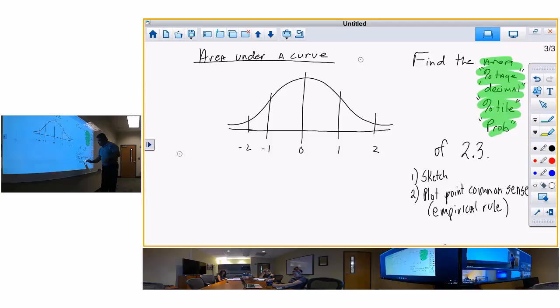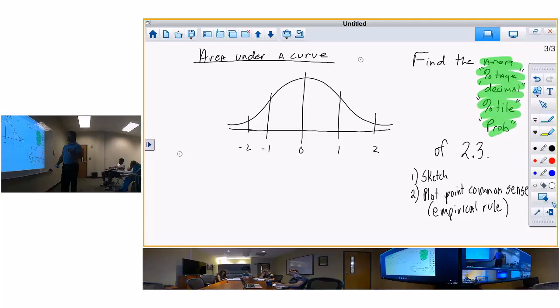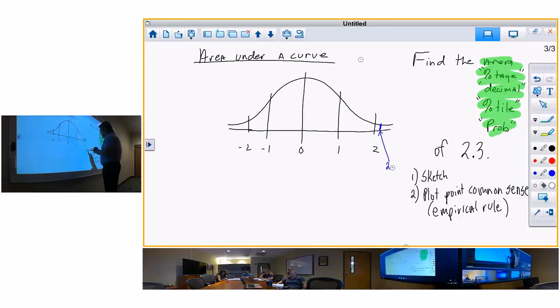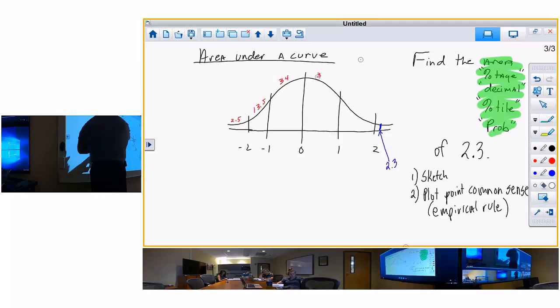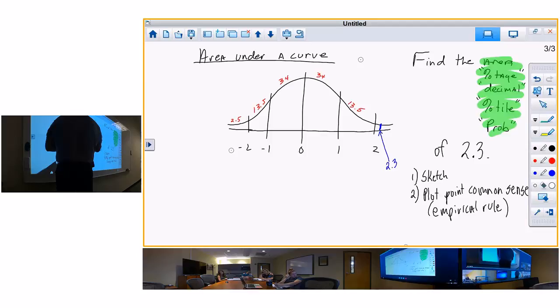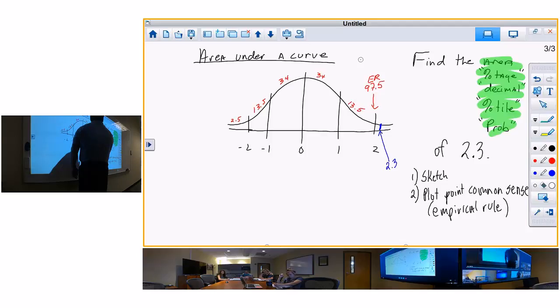All right, after you plot the point of common sense, use the empirical rule. Okay, here I'm going to use it. I'm going to take a blue pen, and I'm going to say 2.3. Where is 2.3? Positive 2.3. It's right about there. I'm going to put a little arrow here. My empirical rule says that this is 2.5, this is 13.5, this is 34, and 13.5. So I want somebody to add all that up. You don't have to add it up because to here, it's 97.5. The empirical rule states that this is 97.5. If that's 97.5, then what do you think this is right here?